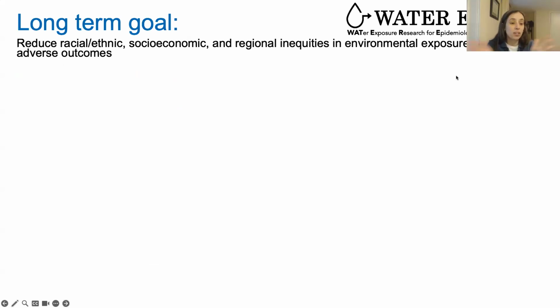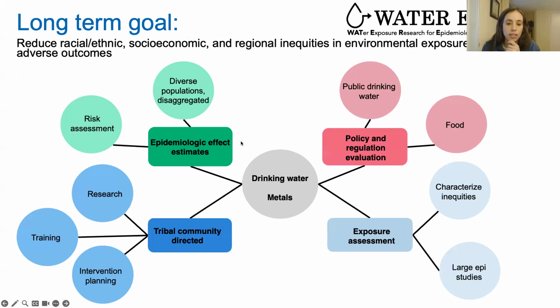So yes, like Amy said, the long-term goal of my research team is to reduce inequities in exposures and adverse outcomes. It's a very broad and very ambitious goal, but that's what we're aiming for. And we do that by basing our work here. So we do a lot of work on drinking water, we do a lot of work on metals and biospecimens and in other media, and we focus our work broadly around these four areas.